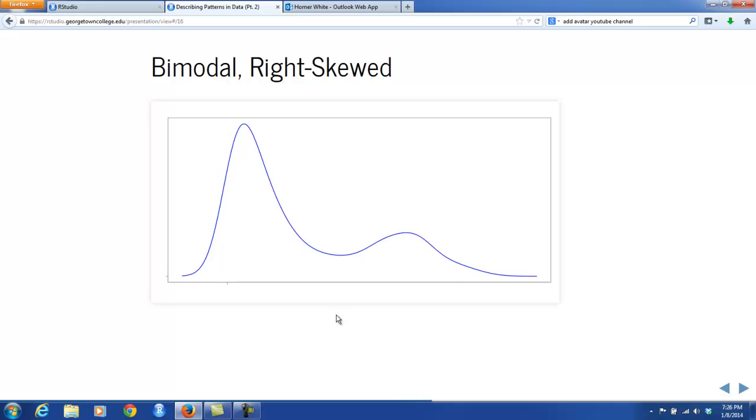This one we would consider right skewed, but also bimodal. This tail looks too important, this bump looks too important and too persistent to be just due to chance. So we'll say that there's two modes, two humps, and this is a bimodal distribution that's right skewed.